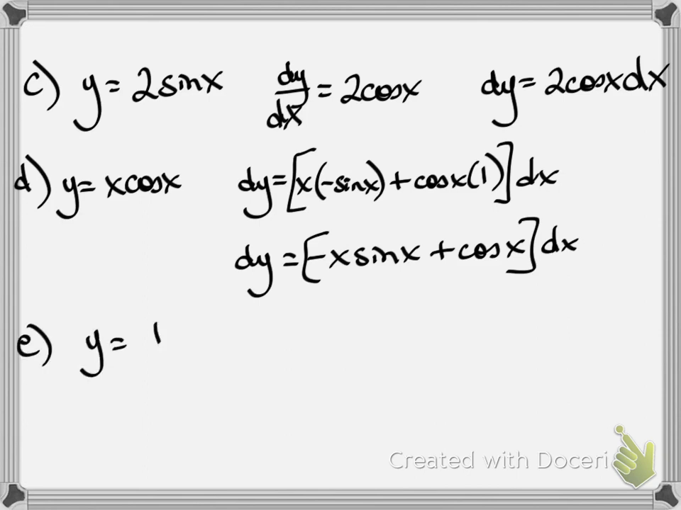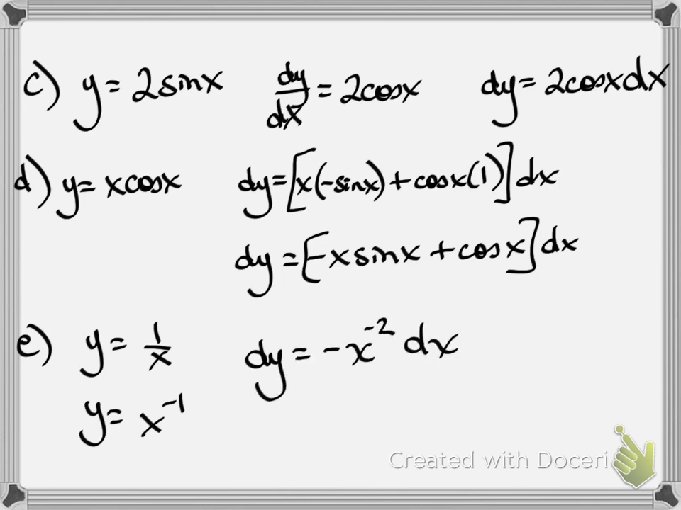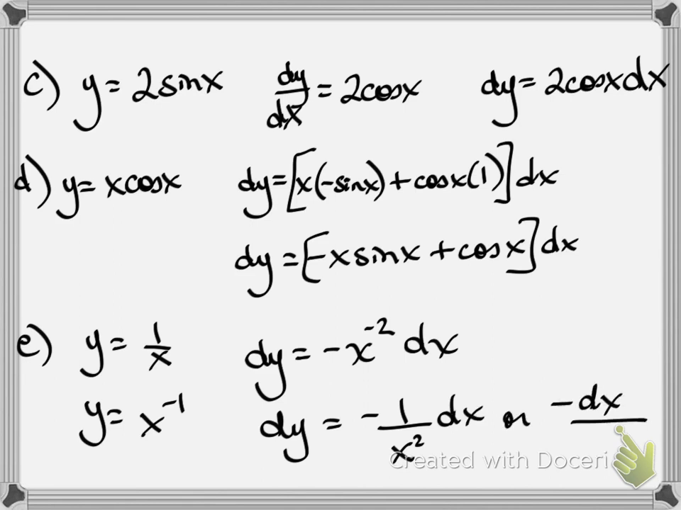All right, last one. Y equals 1/x. Rewrite that friendlier. So the differential of y is negative x to the negative 2 dx. So the differential of y is negative 1/x squared dx. Or negative dx over x squared. Both of those are great.